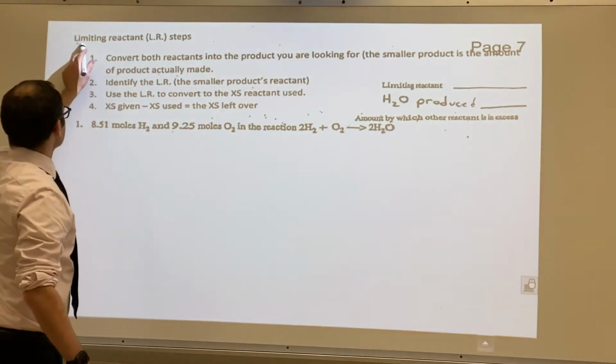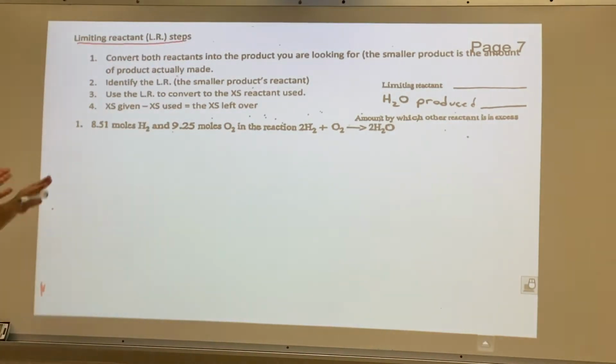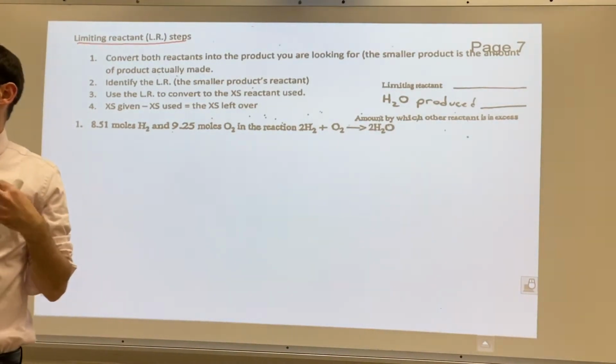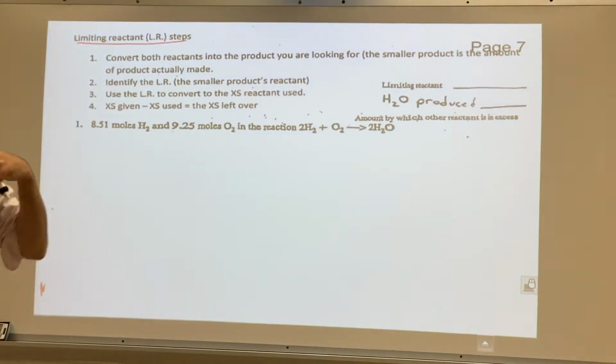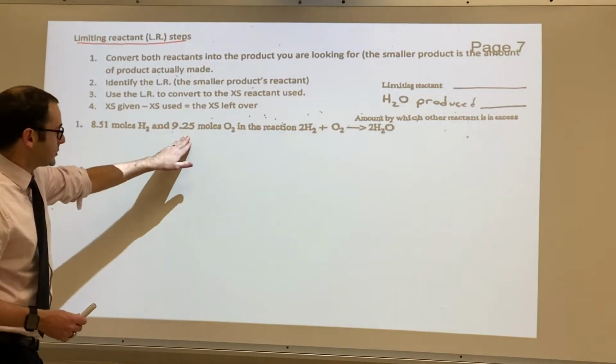This is sort of what we're going to be doing in lab tomorrow. And it's all about figuring out what is going to limit your reaction. And I know that's pretty obvious by the words limiting reactant, but look at this problem.